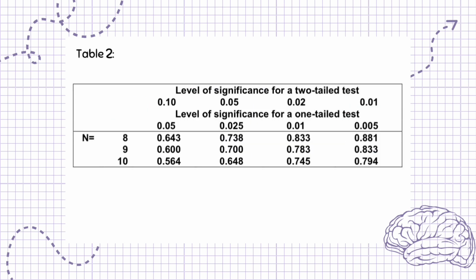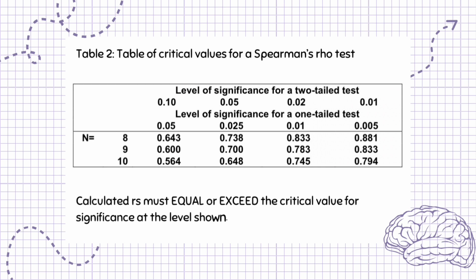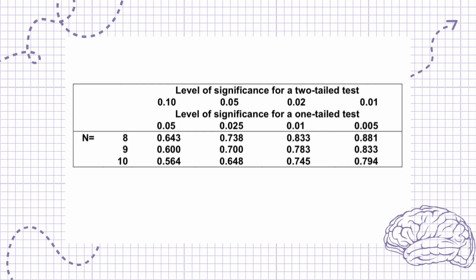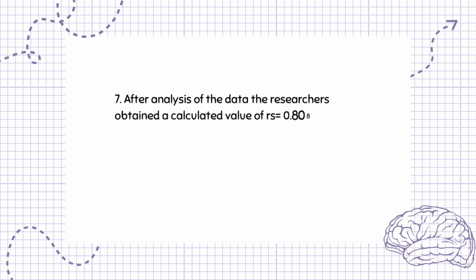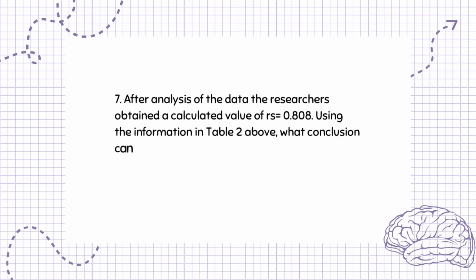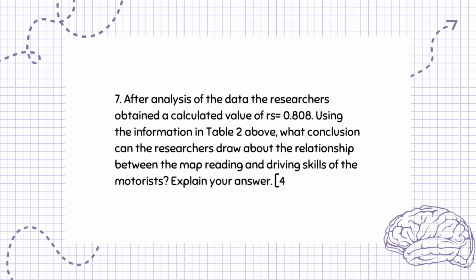Table 2. Table of critical values for a Spearman's rho test. Calculated rs must equal or exceed the critical value for significance at the level shown. Question 7. After analysis of the data, the researchers obtained a calculated value of rs equals 0.808. Using the information in Table 2 above, what conclusion can the researchers draw about the relationship between the map reading and driving skills of the motorists? Explain your answer. 4 marks.